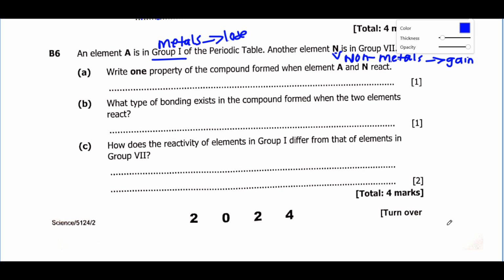Write one property of the compound formed when element A reacts with N. When a metal reacts with a non-metal, it gives us an ionic compound. So one property of ionic compounds is that they conduct electricity when in molten state.